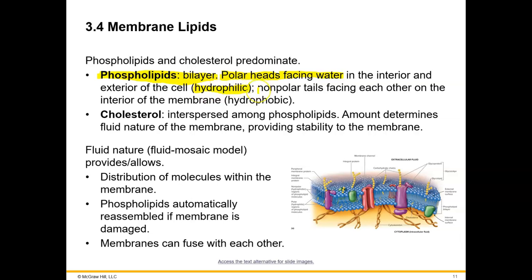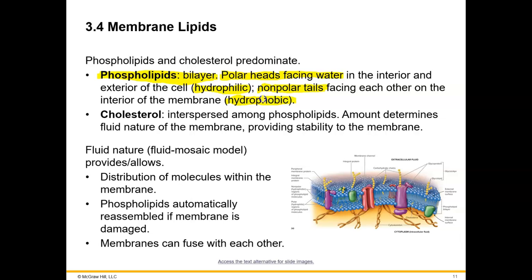And then the non-polar tails, the tails are actually lipids. They face each other and they face away from the watery environment inside and outside the cell. So we call them hydrophobic. Hydrophobic means fear of water.